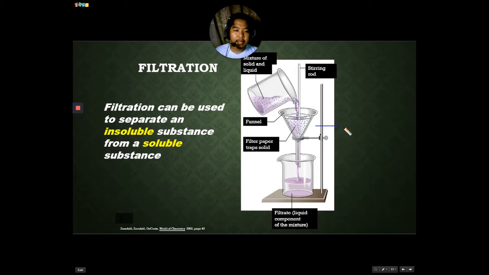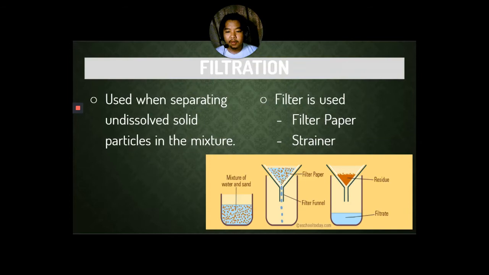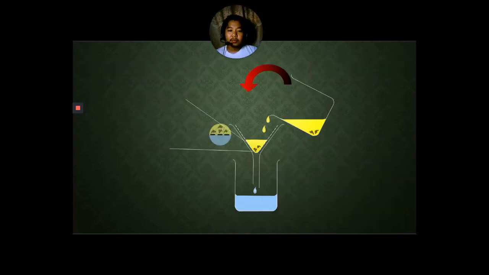So let's write it down. This is your filter paper, and that's your residue, while this is your filtrate. That's your filtration process. What are the examples of filtration? So this is the actual setup in a laboratory. Some examples of filtration inside our home are, oh, there's an animation pala.